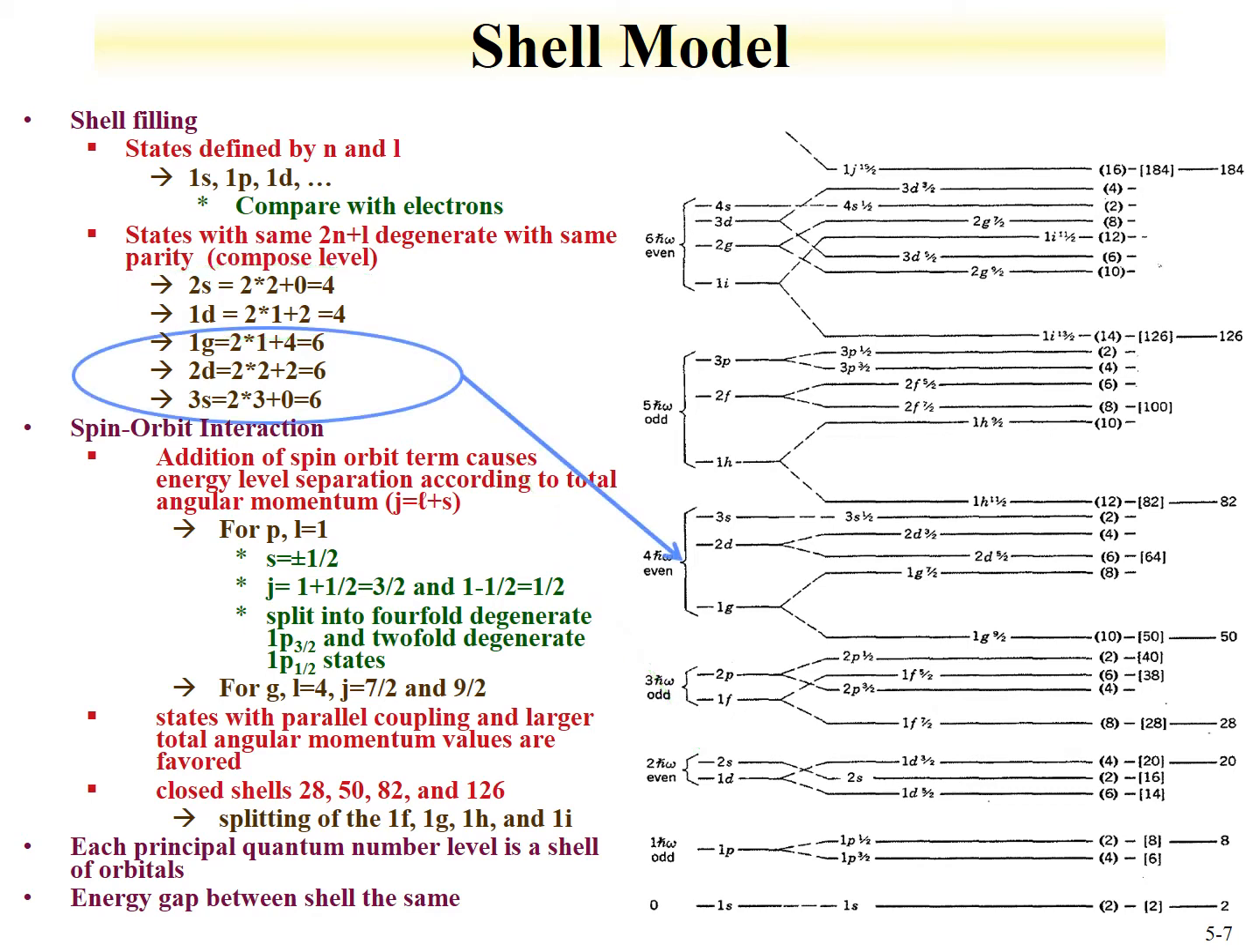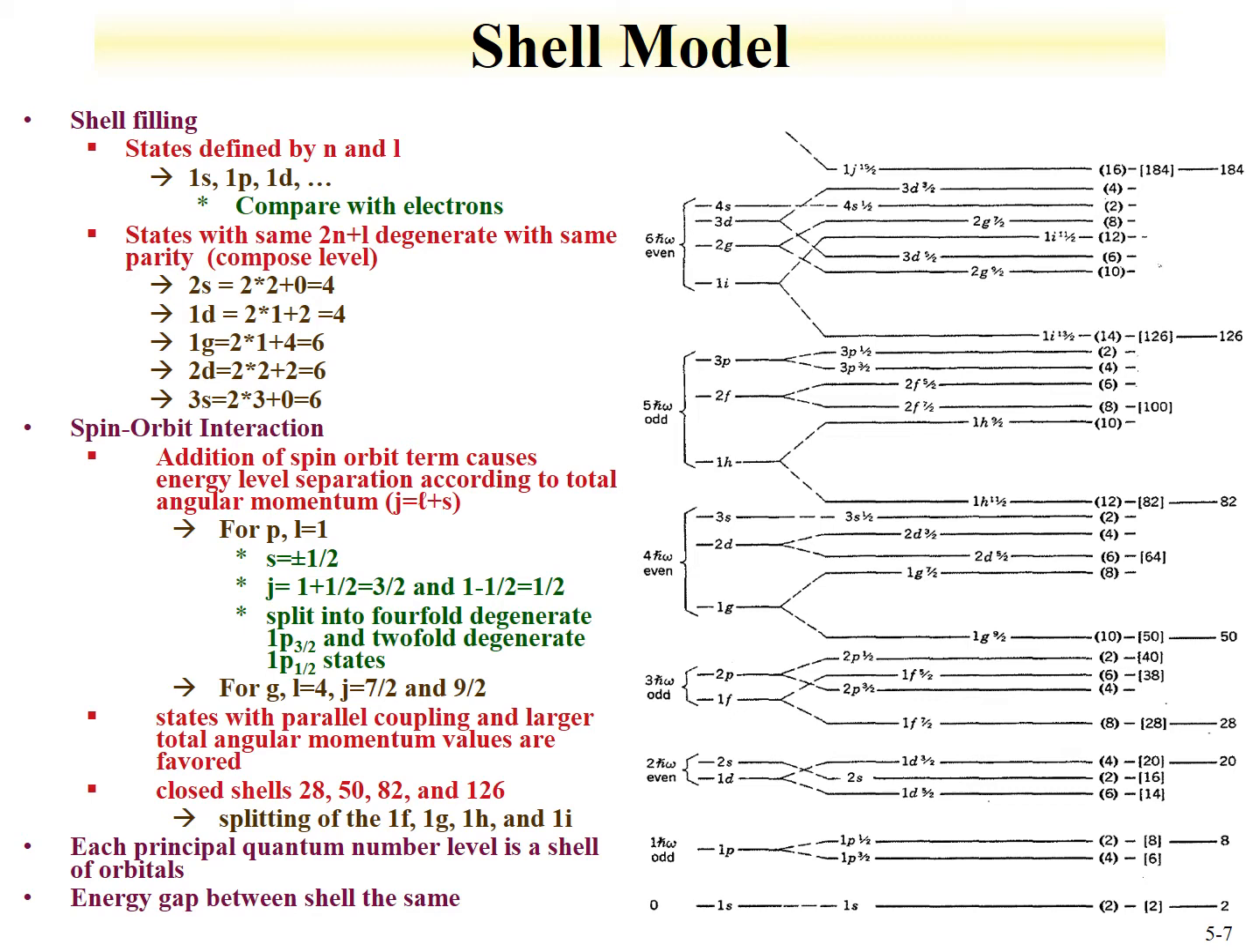We can see the same thing shown here, where we have the 1g, 2d, 3s, where all these equal to 6, and those levels become degenerate. And then when we have spin orbit coupling interactions, where we can split the angular momentum, where J equals L plus S.